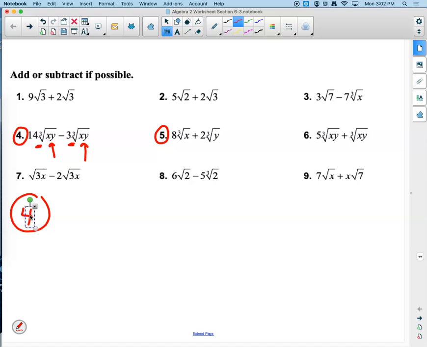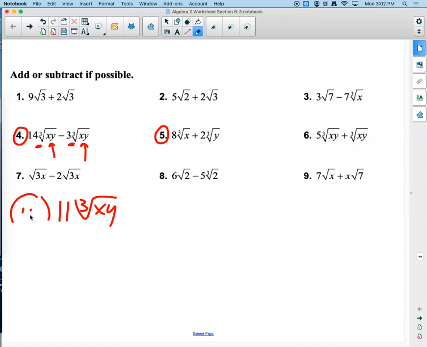And both of these are going to be cubed roots of xy, so that means we can actually do the subtraction. So if we have 14 cubed roots of xy and we subtract 3 cubed roots of xy, we will have 11 cubed roots of xy. And so it really is all about, did you check to make sure that the index and the radicand were the same before you did your subtraction?